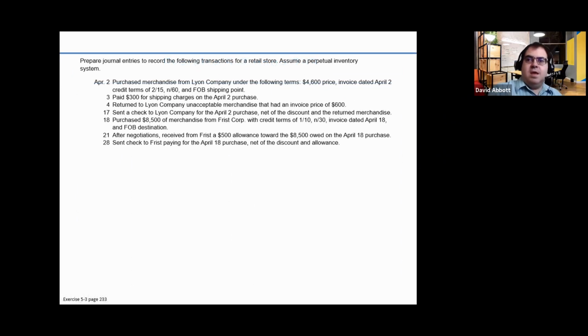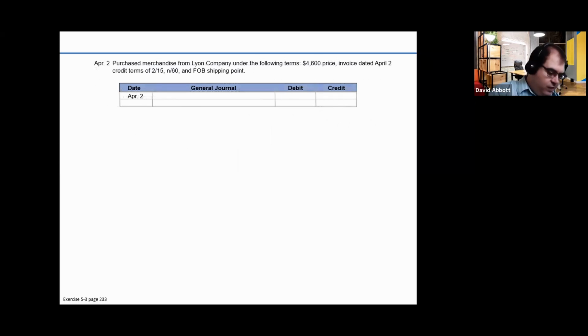So we're going to go ahead and prepare some different journal entries, and we're going to assume that we're using what they call the perpetual inventory system, which is one where we keep track of inventory as we're making sales and as we're making purchases. So let's look at the first one.